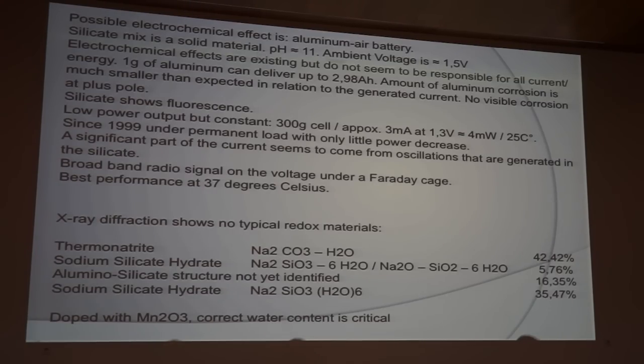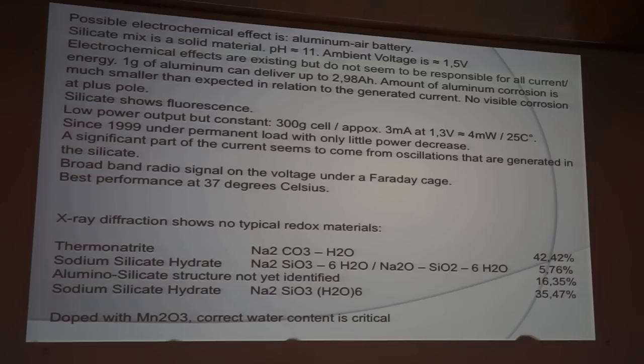The amount of aluminium corrosion is much smaller than expected in relation to the generated current. There is no visible corrosion at the plus pole. The silicate shows fluorescence, which is typical for quantum dots, low power output but constant. A 300-gram cell can generate approximately 3 milliamps at 1.3 volt, which is about 4 milliwatts at 25 degrees Celsius.